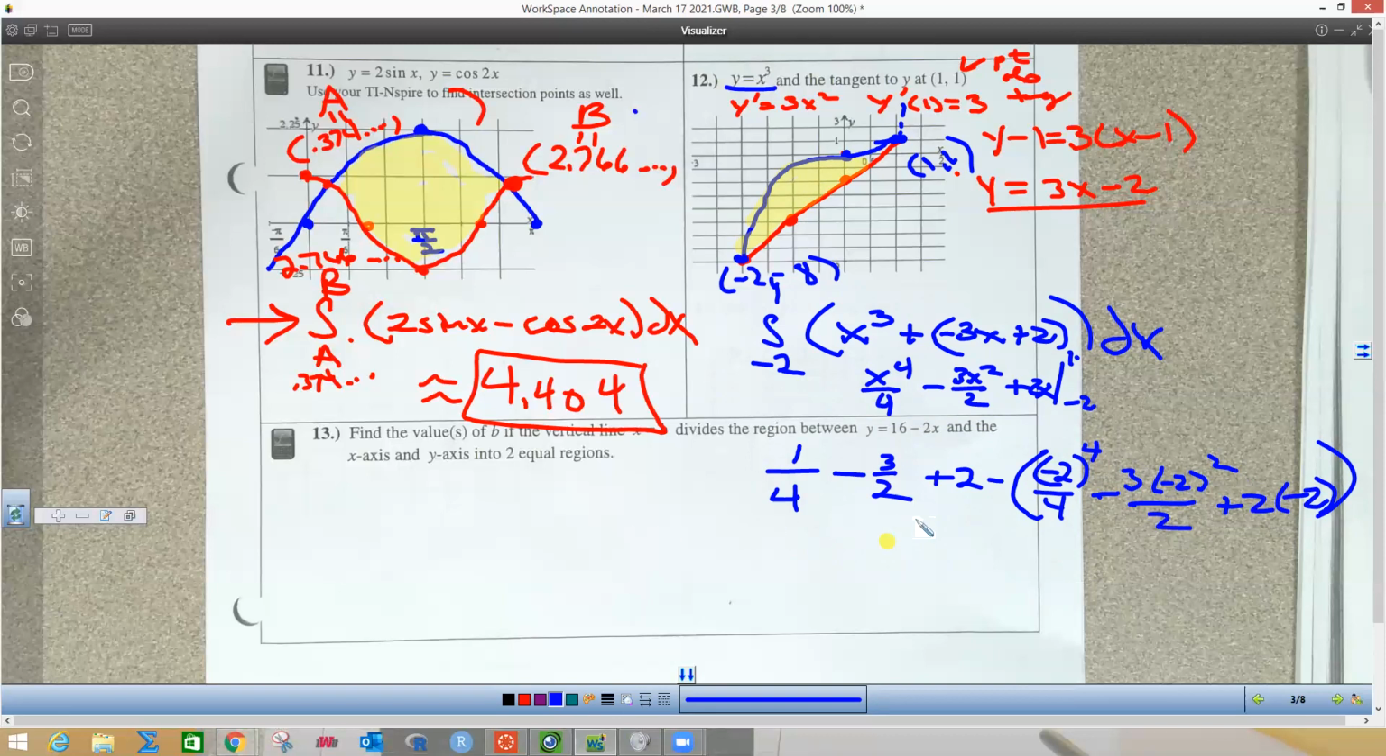But I'm going to simplify it anyway. So let's see. We got 2 and 1/4 minus 1 1/2 right here. And then we got a minus, and in here I got 16 over 4 is 4, and then that's 4 times 3 is 12. 12 divided by 2 is minus 6, and that's minus 4. So these 4's cancel, right? So minus a negative 6 means plus 6.